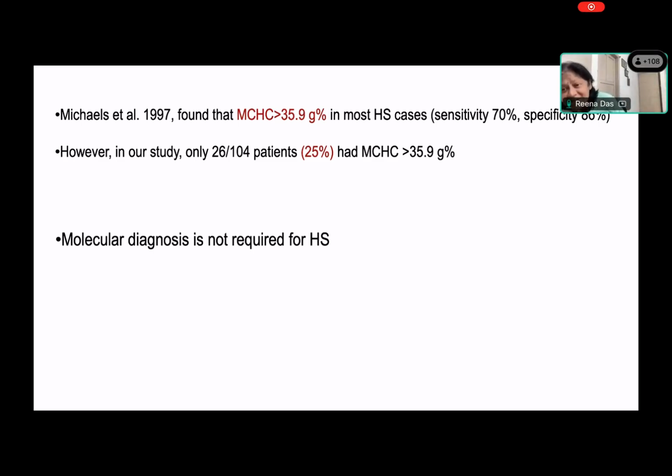Nowadays, because next generation sequencing and molecular diagnostics have become more easily available, clinicians are asking for this molecular diagnosis before doing a splenectomy. But otherwise, for a diagnosis, only a clinical picture, presence of spherocytes, episodic kind of history, and the presence of increased incubated osmotic fragility is enough for you to make a diagnosis. I hope this is clear, and if the chairpersons want to add anything, I'll be happy.